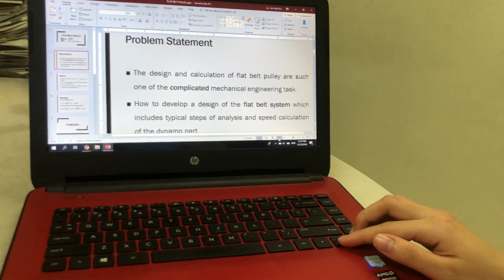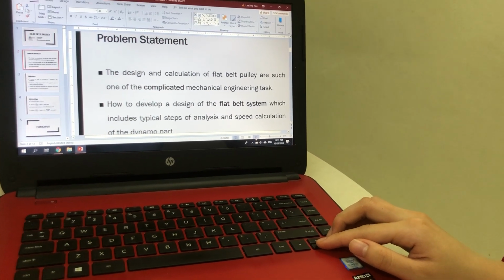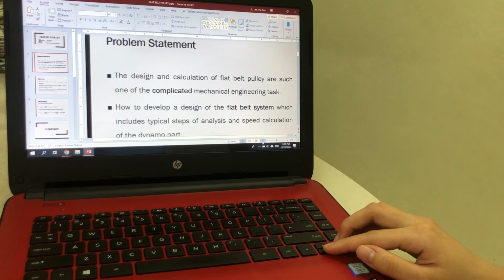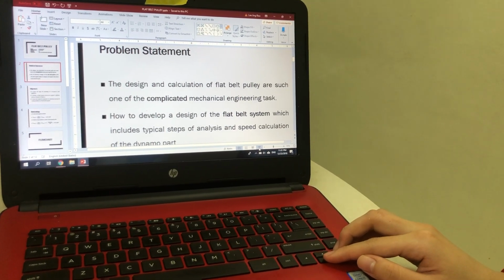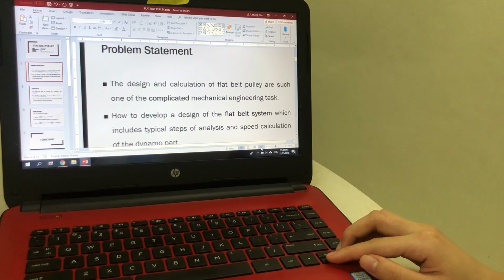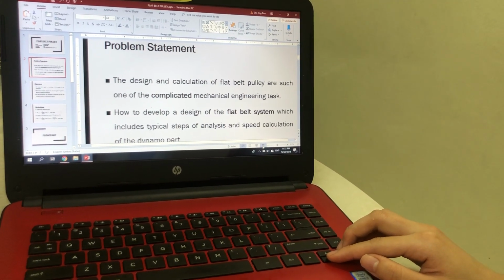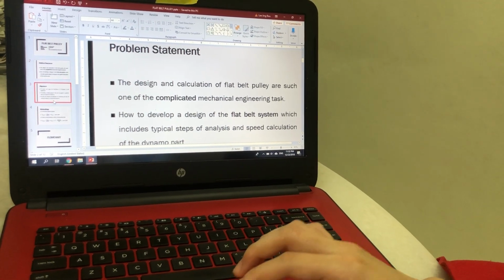My problem is that the design and calculation of a flat belt pulley system is one of the complicated mechanical engineering tasks in mechanics of machines. So my problem is, how do we develop a design which includes the typical steps of analysis and speed calculation of the dynamo part, which is the output speed.